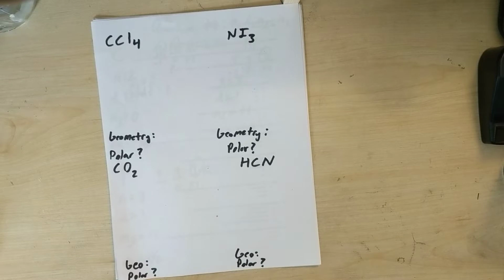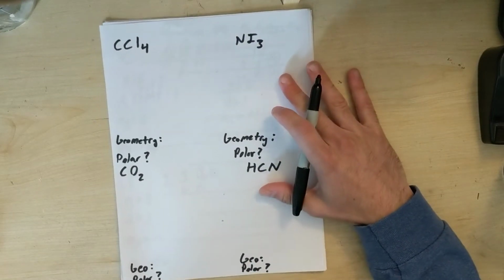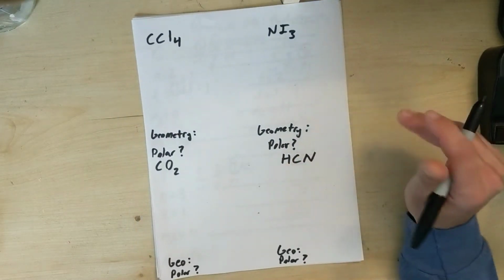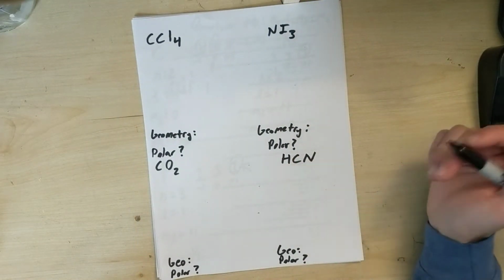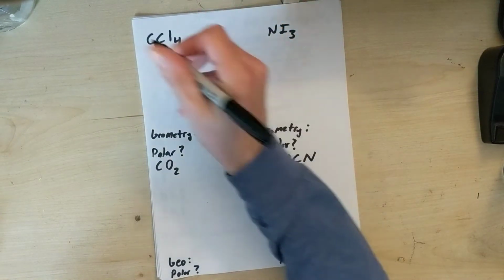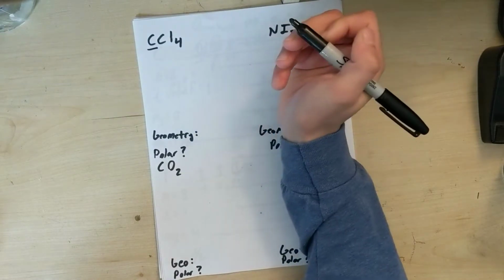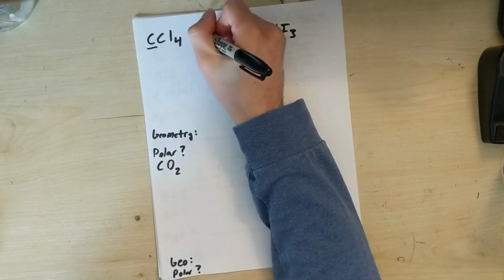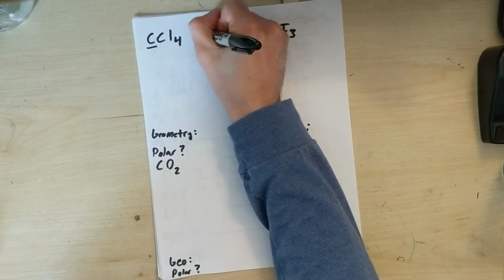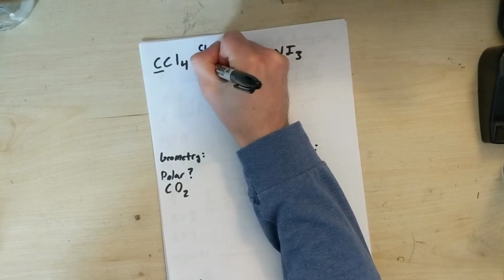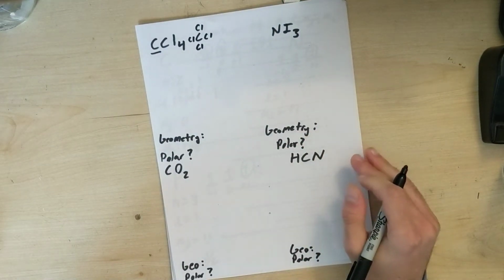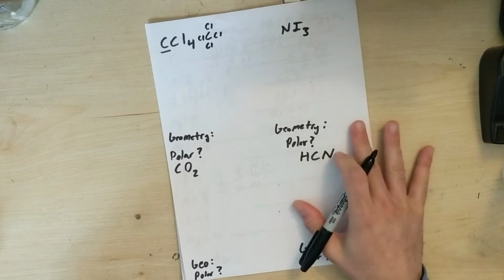So CCl4. These are Lewis dot structures, by the way, and geometry and polarity. So CCl4 is carbon tetrachloride. The first thing that you should do is think about what the center atom is going to be. So in this case, we have 1 carbon and 4 chlorines. So it makes sense that the carbon would be the center atom, right? So we're going to have carbon arranged around the chlorines like that. Once you have that idea in mind, then we can actually start putting the thing together.